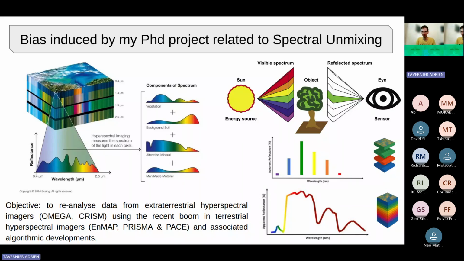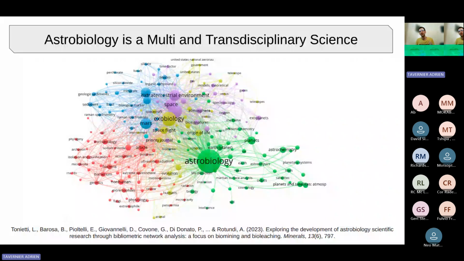So why am I using the interaction between light and matter in this presentation on the search for biosignatures? Because there is a huge bias according to what I am doing during my PhD. But in astrobiology, and this kind of physical approach, you can see here a bibliometric study of astrobiology that was done in 2023. This is a multi and transdisciplinary science. In order to do astrobiology, there is a connection between physics, biology, chemistry, astronomy, astrophysics, even philosophy.